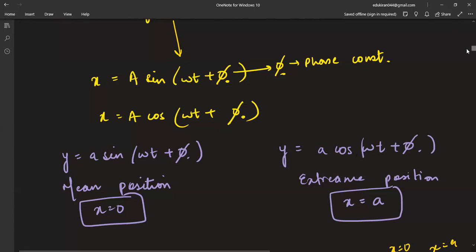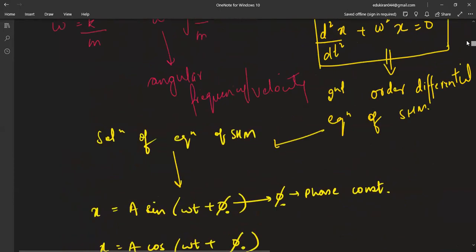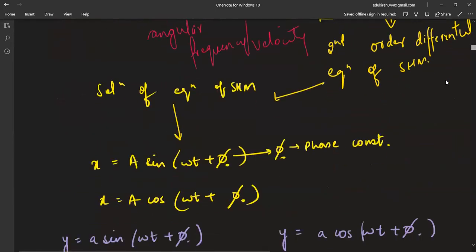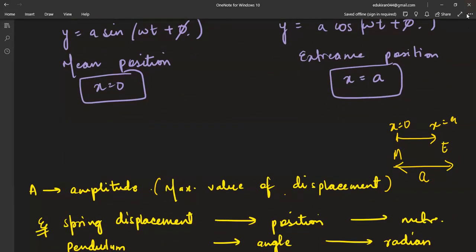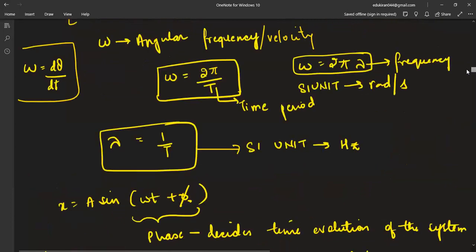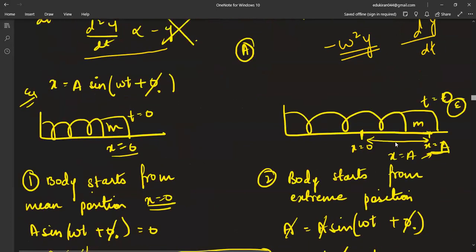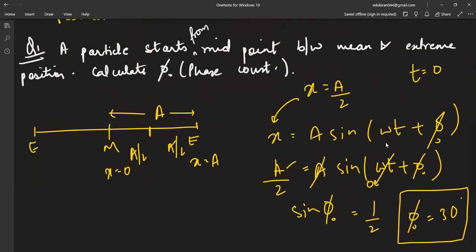The standardized equation for SHM for displacement is sine only. We start with sine. Specifically for the extreme position, we go by cos. Understood? In questions where something is not mentioned, I have told you before, you take this as the standard equation, because that is known as the equation of SHM for the displacement. So if it starts in the midpoint, x is equal to A by 2 is already mentioned, you will use this equation. Otherwise for cos it would be specified.